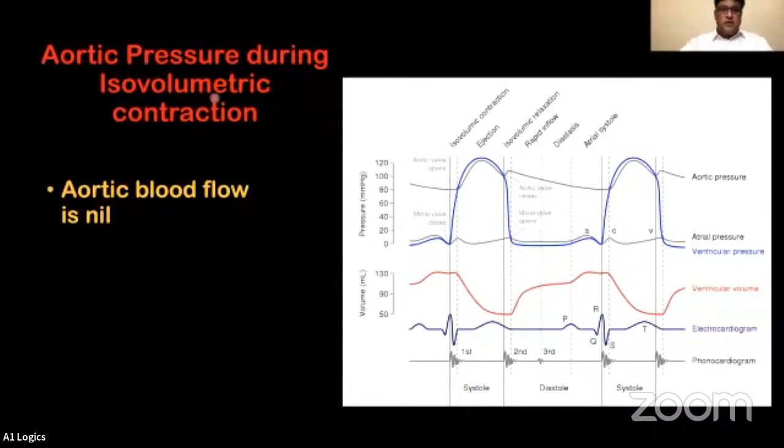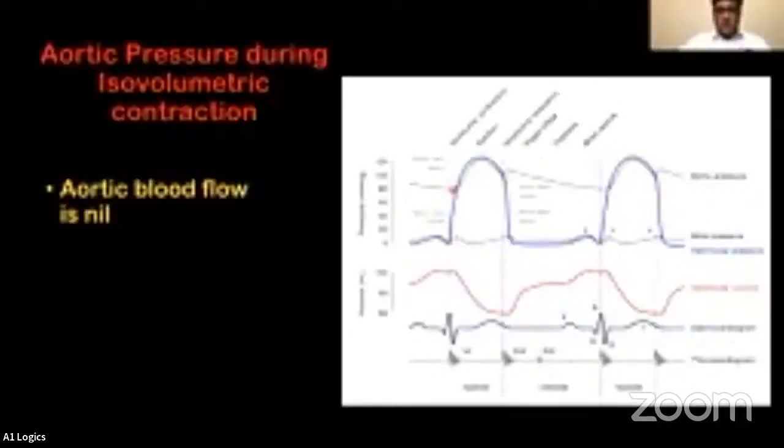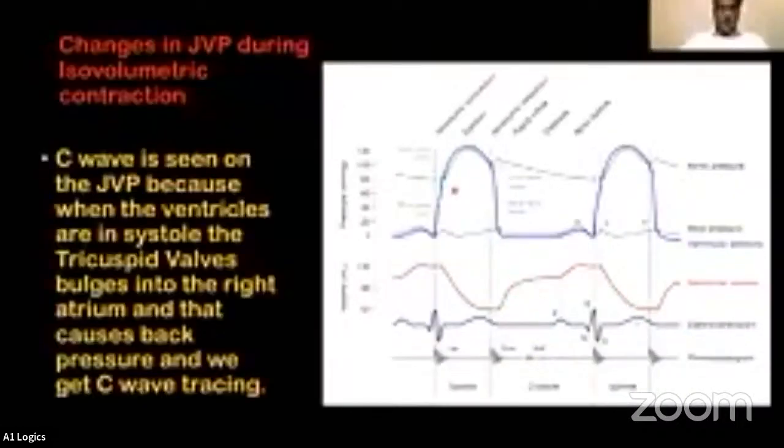Now, what happens to the aortic pressure? So aortic pressure also does not change because there is no blood going in. In isovolumetric contraction the pressure is increasing, but it has not increased to an extent where the aortic valve opens, right? If the aortic valve opens, that is the point where the isovolumetric contraction phase ends. So in this phase, there is no increase in any pressures because there is no blood flow into the aortic valve.